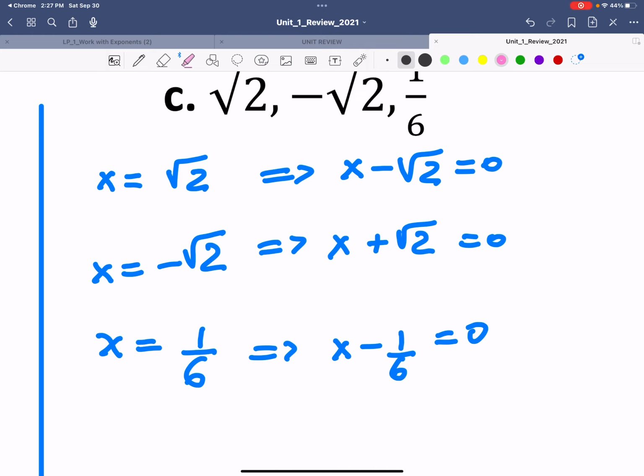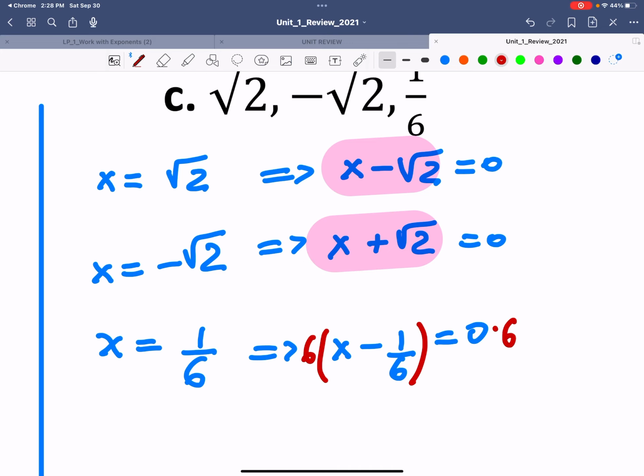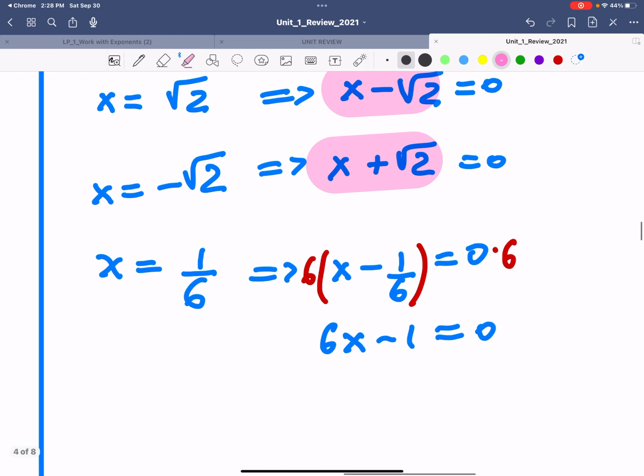So this would be the first factor, the second factor in the polynomial, and we're going to do a little bit of work here so that we won't have fractions. Multiply both sides by 6, and we have 6x minus 1 equals 0. So this would be the third factor.